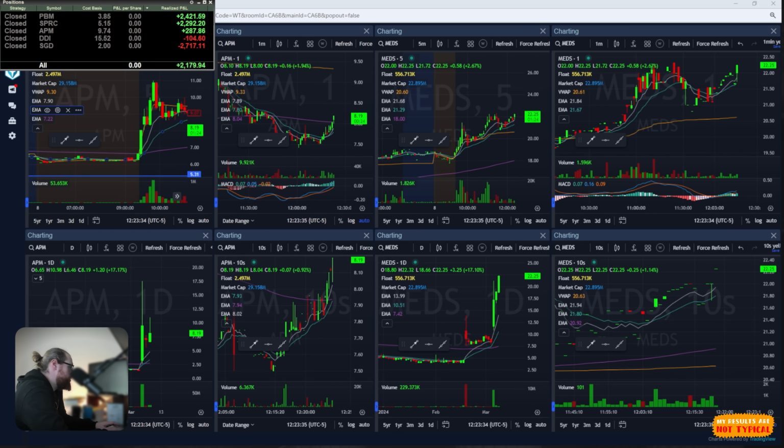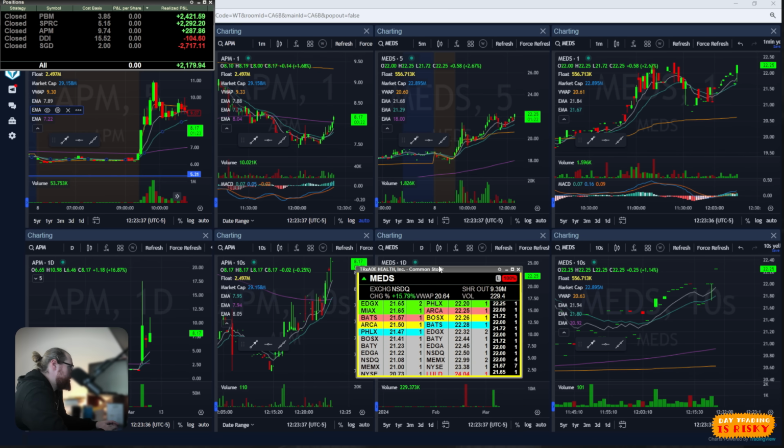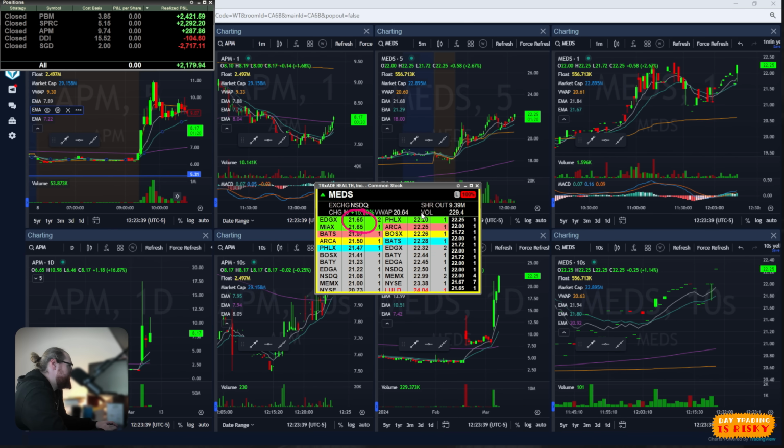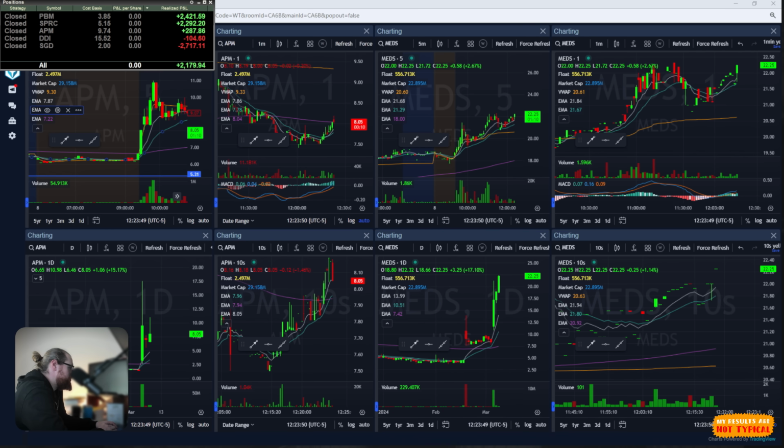We could pull up the level 2 on it, and what you'll see most likely, big spread. 21.65 by 22.20. So if you jumped in this right now, you'd be down 35, 45, 55 cents a share. You can't really manage your risk on that.